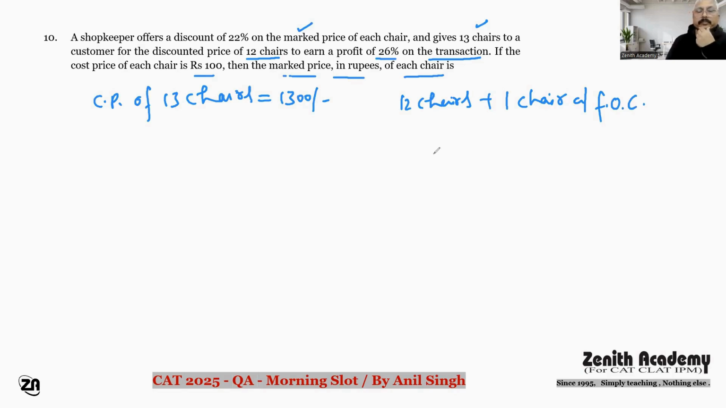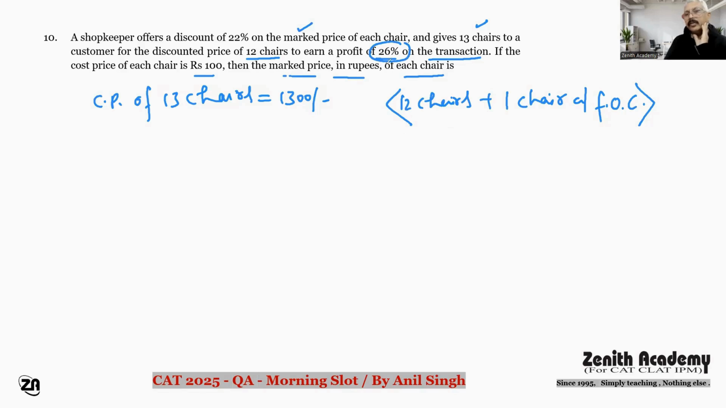Free of cost. And this is a way of selling all 13 chairs. 12 chairs he is charging, and the one chair he is giving free of cost. Okay. What does he do? He first marks the price and then offers the discounts. Okay. And in this transaction, he got 26% profit.